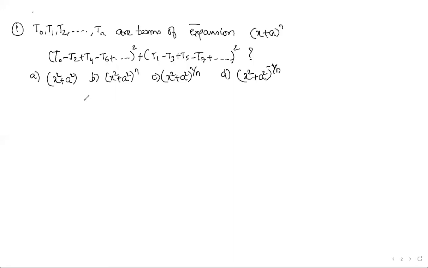So the question is, if T0, T1, T2 and so on up to Tn are the terms of the expansion (x + a)^n, what is the value of (T0 - T2 + T4 - T6 + ...)^2 + (T1 - T3 + T5 - T7 + ...)^2? The options are given as (x^2 + a^2)^n, power 1/n, power -1/n. What you find common in all the options is that there's an x^2 + a^2 common in all the answers.